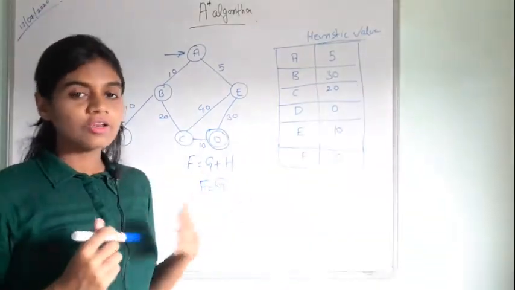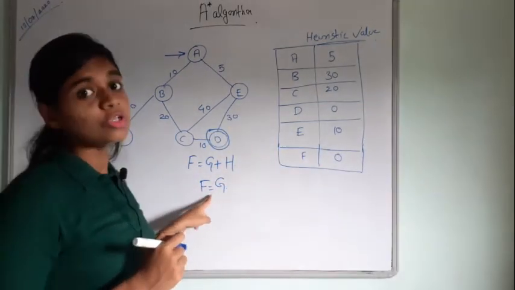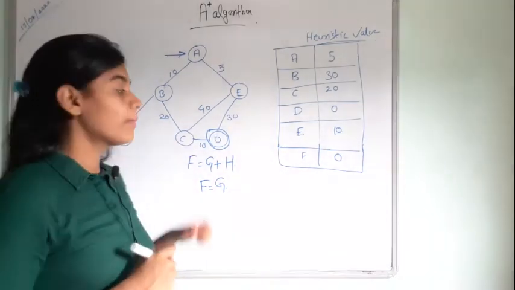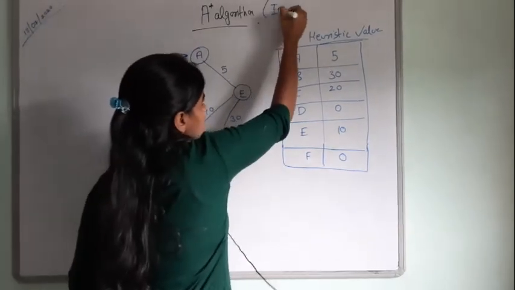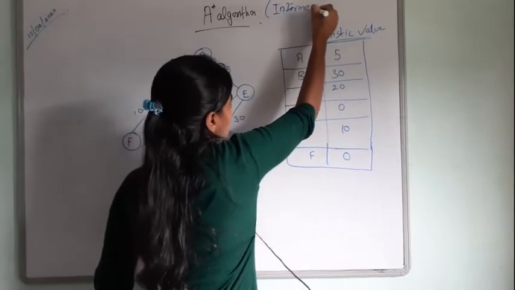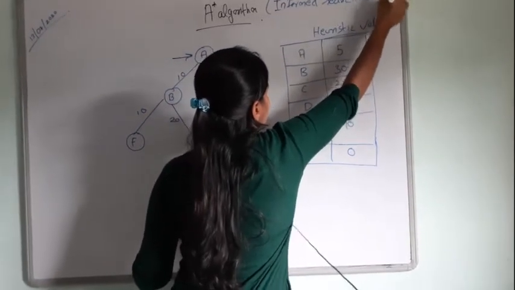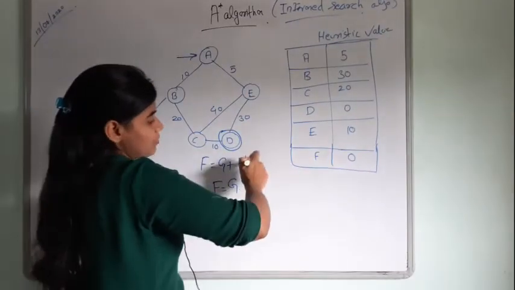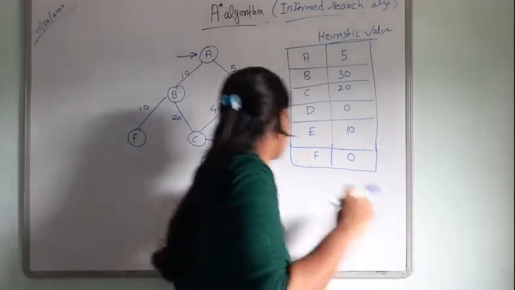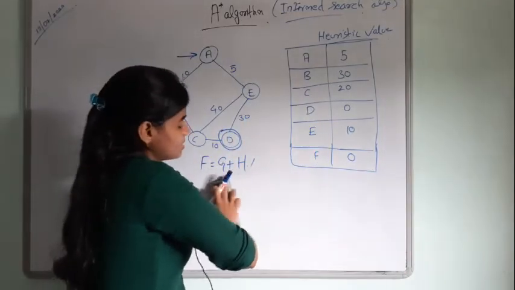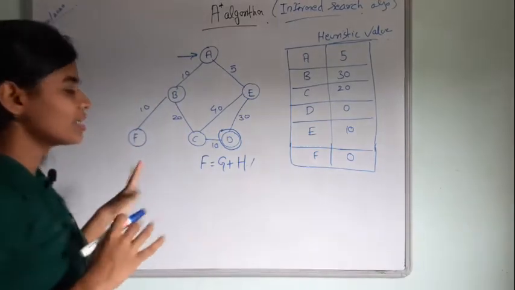It is an uninformed search, because H doesn't come into uniform cost search. But the A-star algorithm is an informed search technique, an informed search algorithm. So here comes a heuristic function, because heuristic functions come under informed search. That's the difference between uniform cost search and the A-star algorithm. Overall, it is the same.